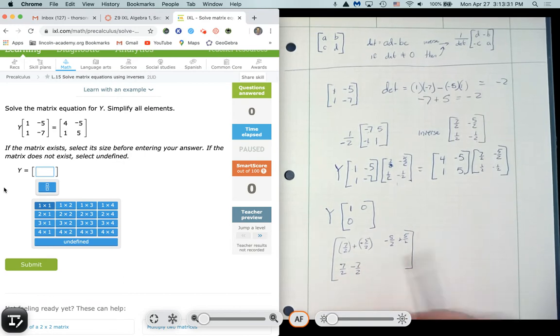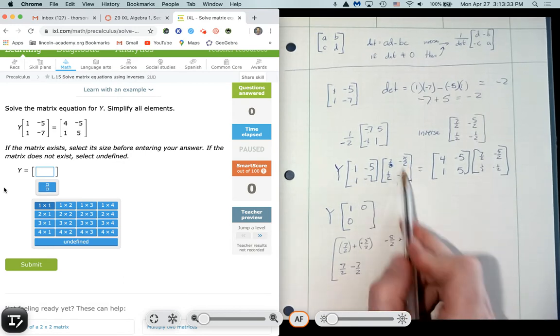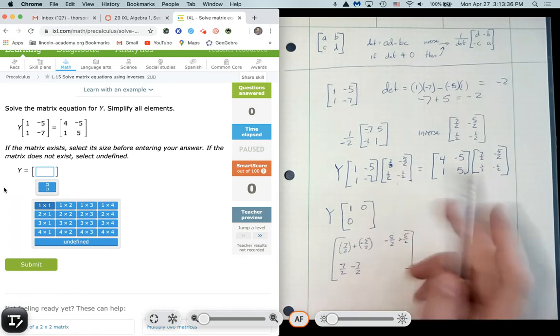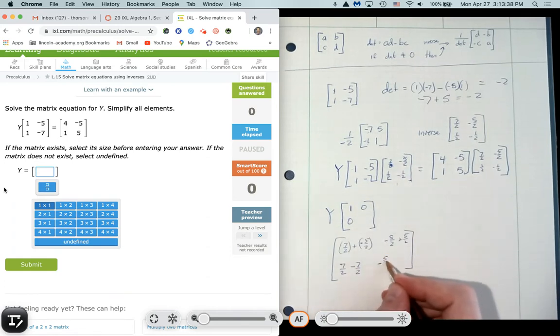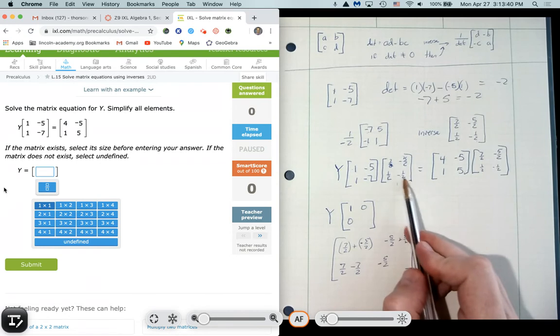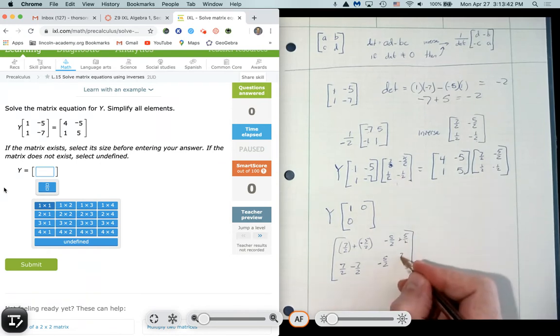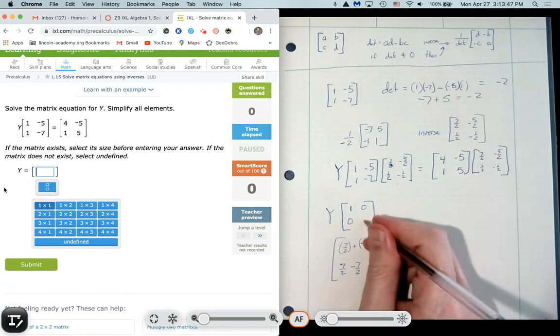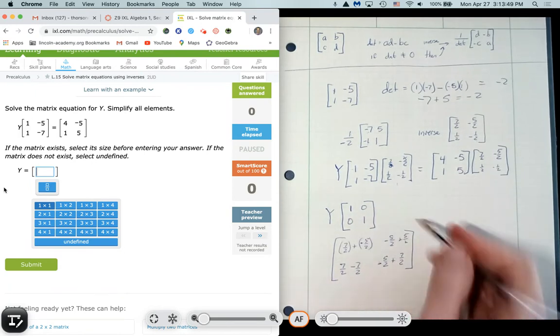Now I'm going to do the last one here. Last row times the last column. 1 times a negative 5 halves would be a negative 5 halves. Negative 7 times a negative 1 half will be a positive 7 halves that I'm adding. Add those two together, we get 2 halves or 1. Look at that. That's the identity matrix.